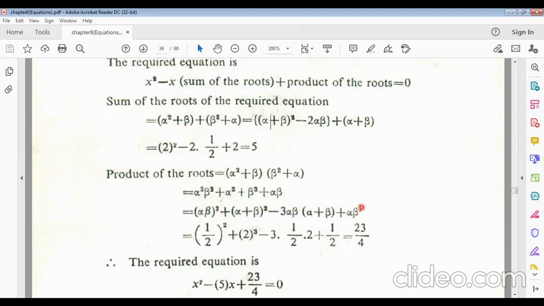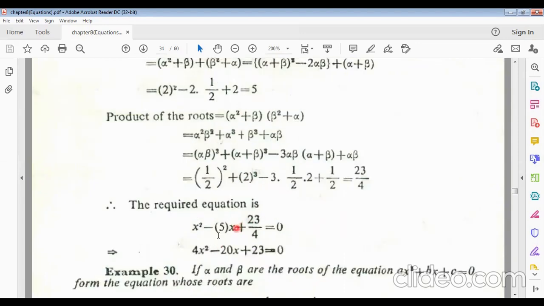Now putting the values of alpha plus beta and alpha into beta: alpha into beta equals half, and alpha plus beta equals 2. Just simplifying, taking LCM 2, we get 23/4. So the required equation will be x square minus sum of the roots into x plus product of the roots equals 0. Now multiplying by 4 on both sides, we get this equation, which is the required equation.